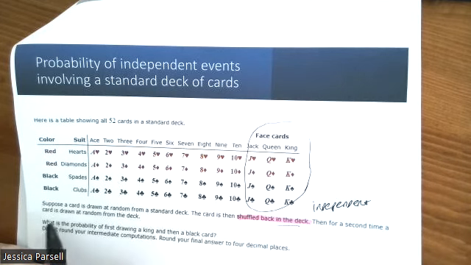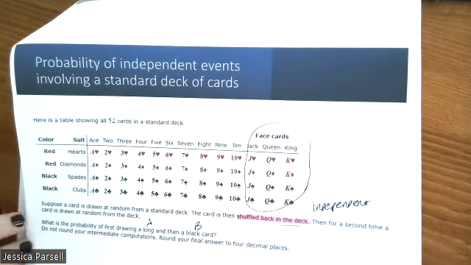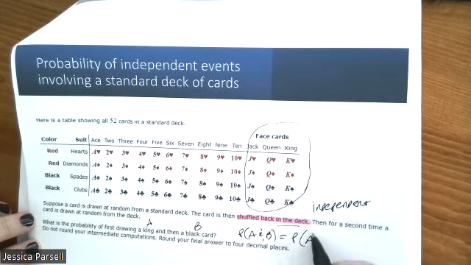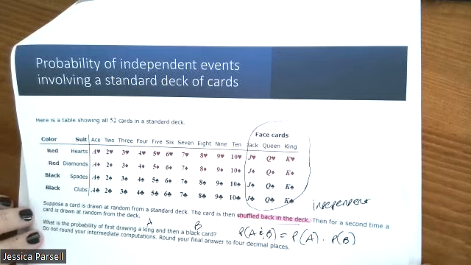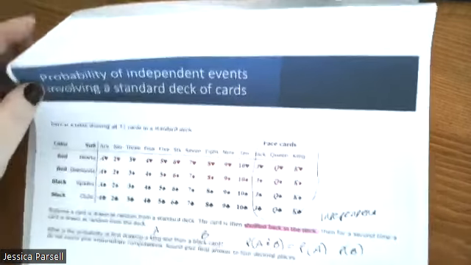Then for the second time, a card is drawn at random from the deck. What is the probability of first drawing a king and then drawing a black card? This is event A, this is event B. Now remember, if they're independent and you're looking at the probability of A and B, you can do the probability of A times the probability of B. No worries with that. Don't round the intermediate computations. Basically, round your final answer to 4 decimal places. Don't do any pre-rounding, is kind of what they're saying.